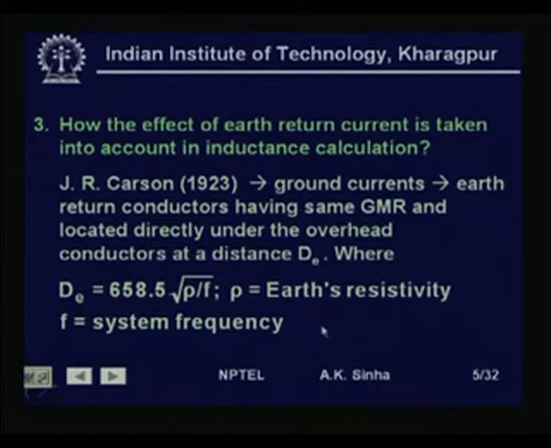The distance between the overhead conductor and these imaginary conductors is given by the distance dE, where dE is given by an empirical relation 658.5 square root of rho by f, where rho is the earth's resistivity. Normally, if the earth's resistivity is not known, then we assume it to be around 100 ohm meter, and f is the system frequency.